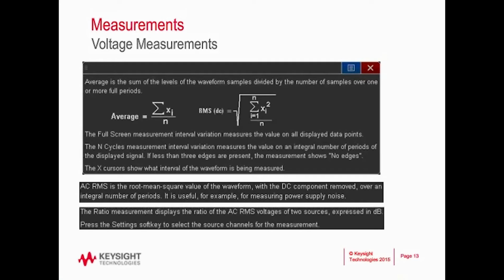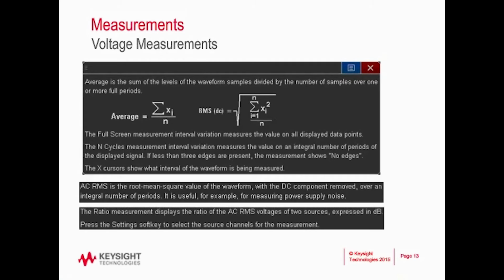Full screen will take each measurement across the entirety of the screen, regardless of what's displayed. An N cycle measurement is useful for repetitive signals. As long as at least one period is on screen, or 3 edges, the average will be gated across only one cycle, or N cycles, of the waveform, which means that you don't have to perfectly line up a cycle or a period of the waveform on the edges of the screen to get an accurate measurement.